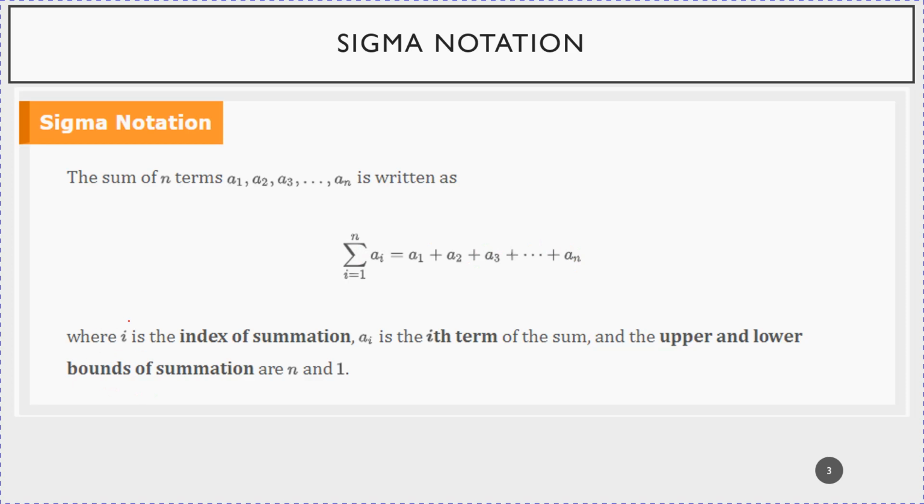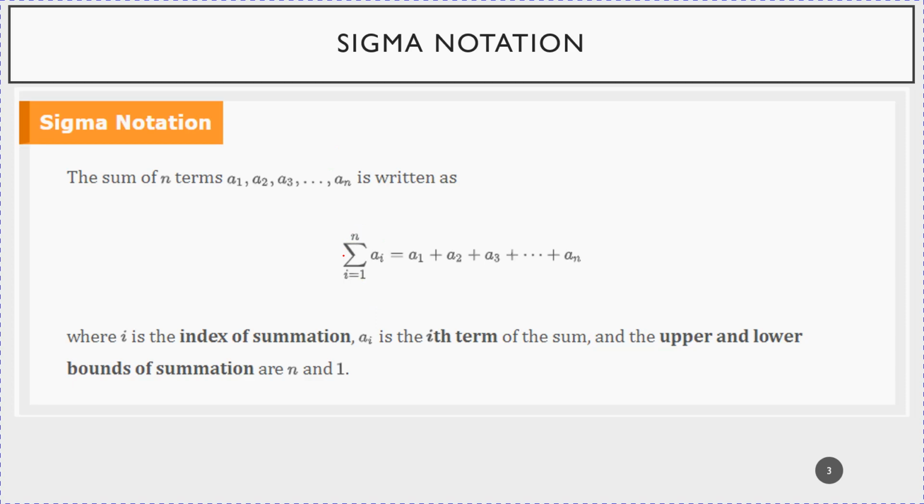Here i is the index of the summation, and a sub i is the ith term of the sum. The upper and lower bounds of the summation are n and 1. The upper bound tells you what to stop at, and the lower bound down here tells you where to start.